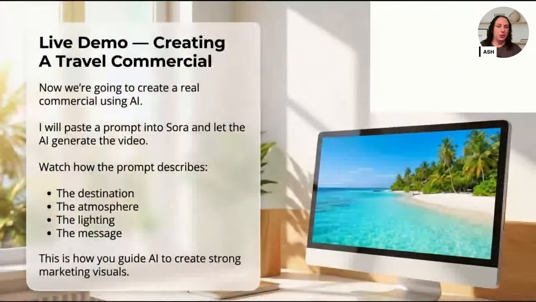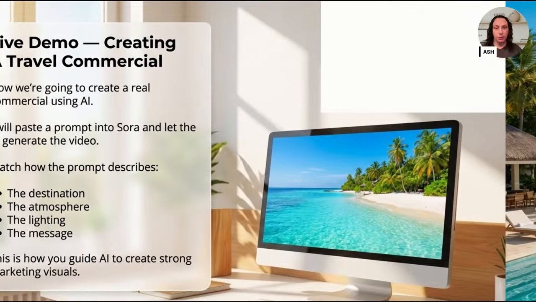We're going to create a real commercial using AI. I'm going to paste the prompt into Sora and just let the AI generate its video. I want you to watch how the prompt, which I'm going to show you, describes the destination, the atmosphere, and the message inside of it, okay? This is how you guide AI to create those strong marketing visuals that we want. So here is the prompt.